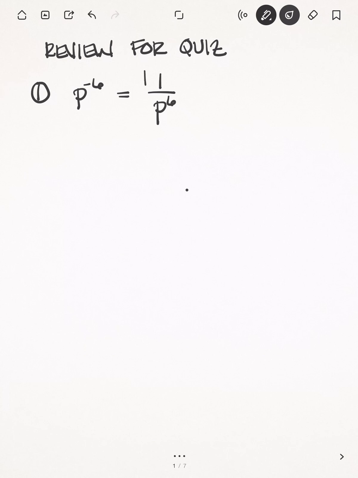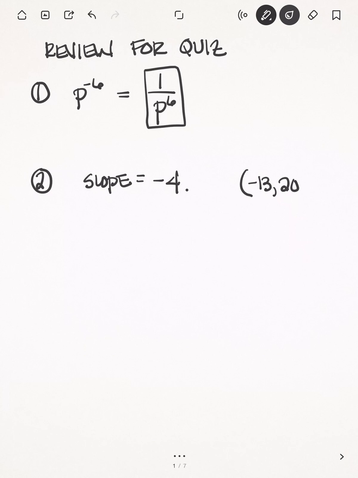Number 2, it's going to ask you to find the equation of a line when you know the slope of the line is negative 4 and it passes through the point negative 13, 20. So we want to find the equation of a line that has a slope of negative 4 and goes through the point negative 13, 20. Well, what do we have to find the equation of a line? We have to find m and b. Well, we already know m is negative 4. We just have to find b, our starting point, or a y-intercept.